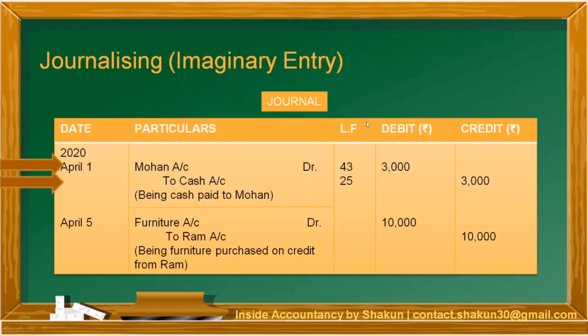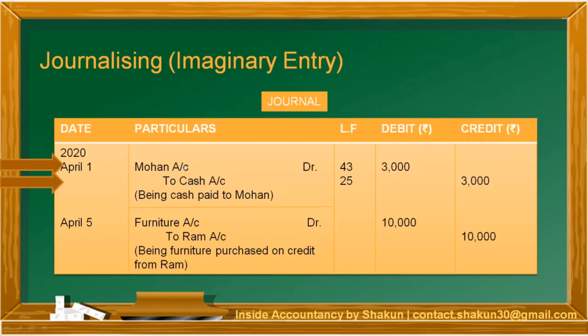Ledger folio is nothing but the page number of your ledger book. It indicates, for example, if next to Mohan I have written 43, this means in the ledger book on page number 43 Mohan's account shall appear.